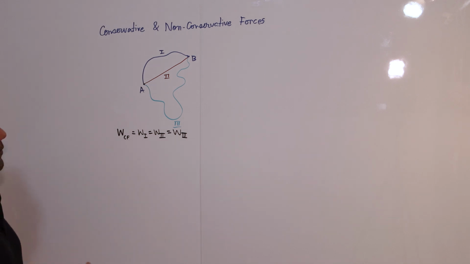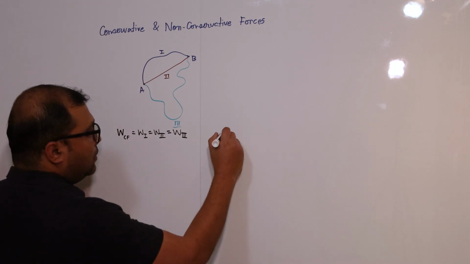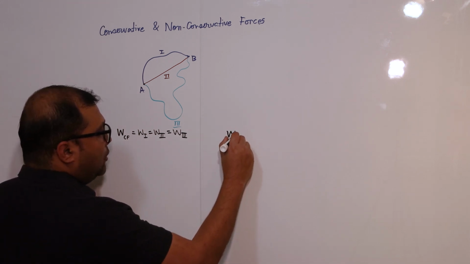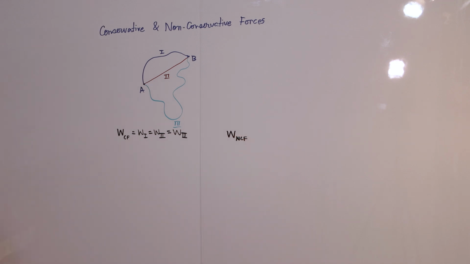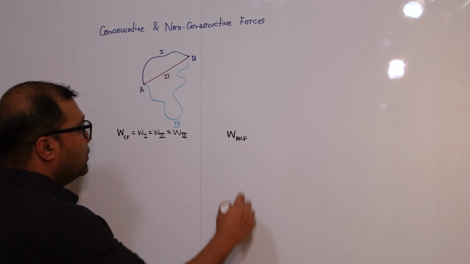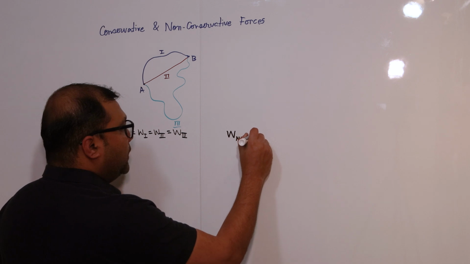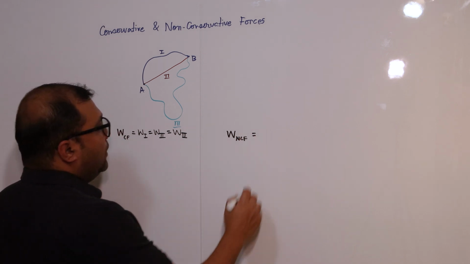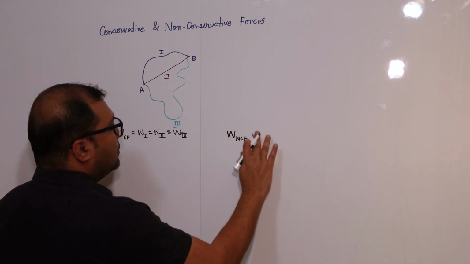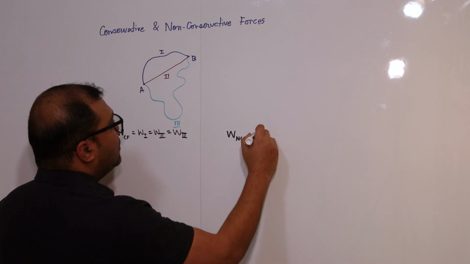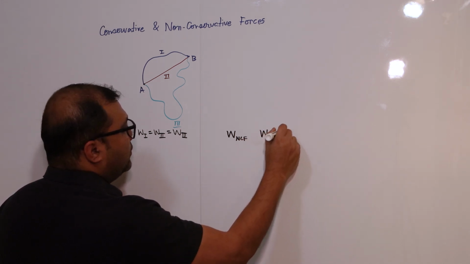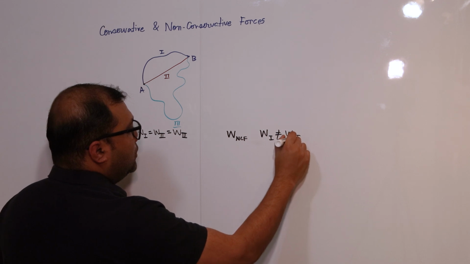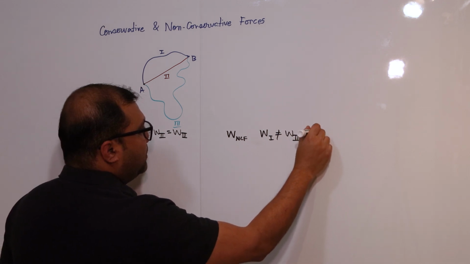Now a non-conservative force would be, let's say, a force where the work done in path 1 is different from path 2, which is different from path 3.